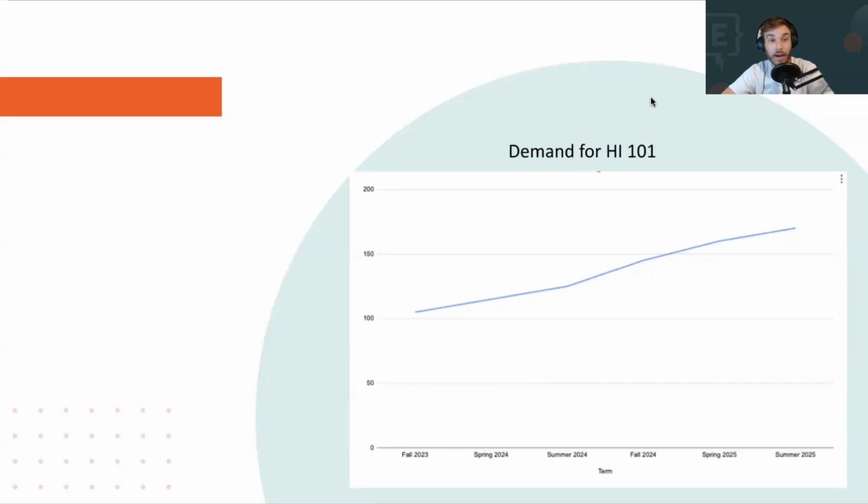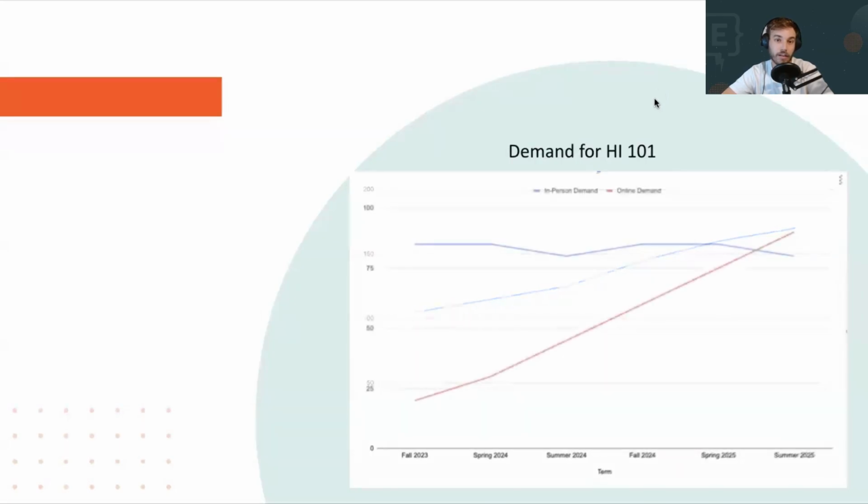But what we might miss by looking at aggregate demand is demand across modality. So if you could click here, Jamie, there we go. Here is the same chart split up by in person and online. And we see that in person demand is now pretty static term over term, right? Maybe we've got a pretty static enrollment or in person attendance for this program, but online it's growing.